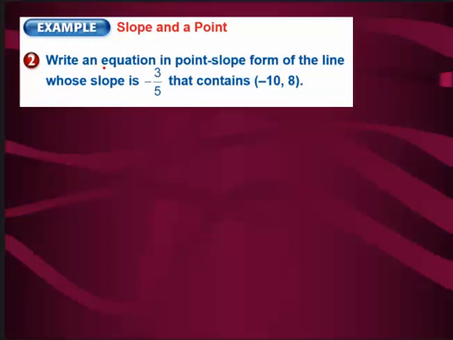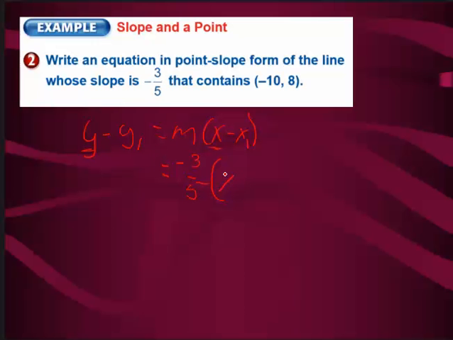Here we are to write the equation in point-slope form. y minus y1 equals m times x minus x1. So we start off with our formula. Again, the x and the y have to stay there. So I need numbers for y1, m, and x1. What does m stand for? Slope. So I go up to my equation. Do I have the slope? Yep, I do. So I'm going to put -3/5 here.